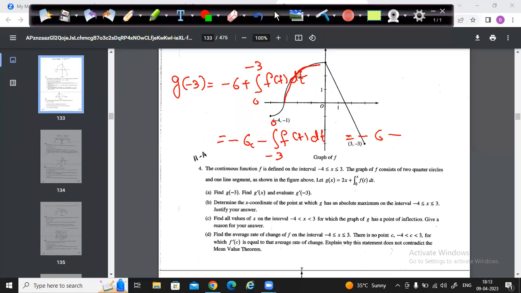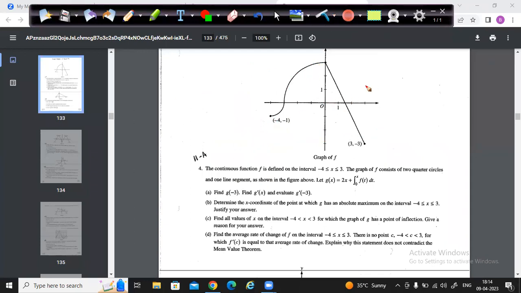This is a quarter circle. So quarter circle, radius is 3. So pi r square by 4, 9 pi by 4. So the answer for g of minus 3 should be minus 6 minus 9 pi by 4. Then we need to find g dash of x.